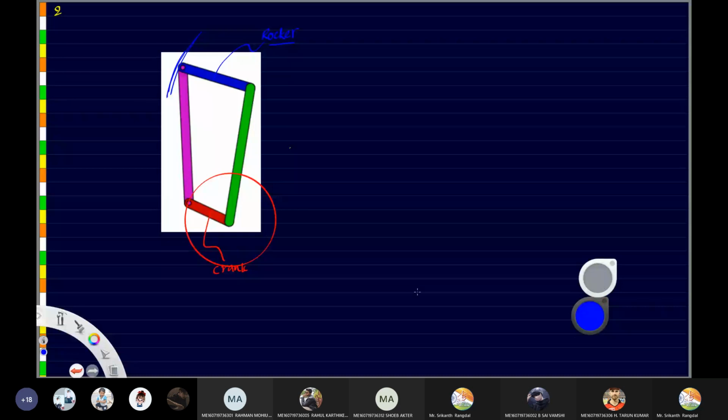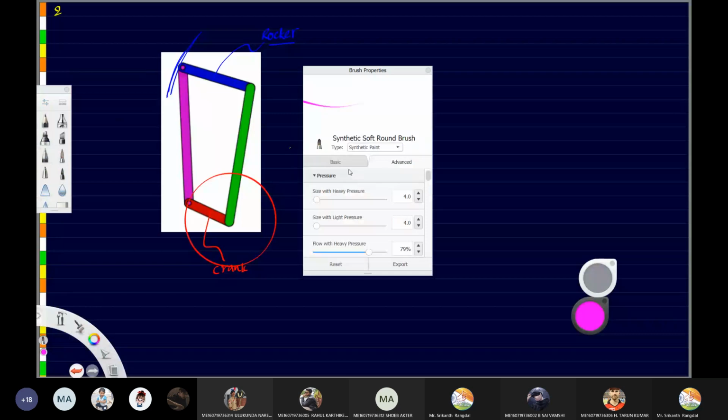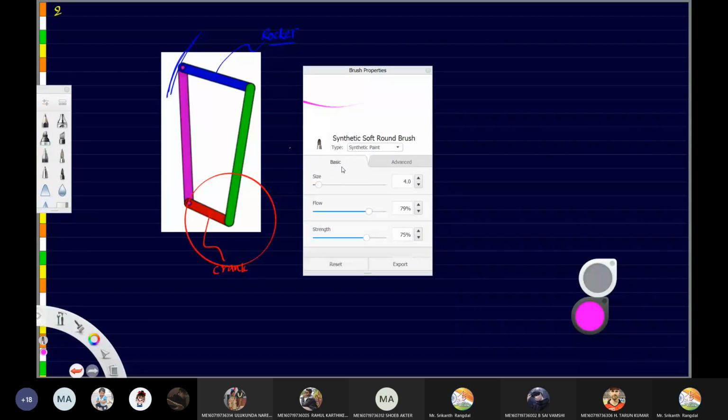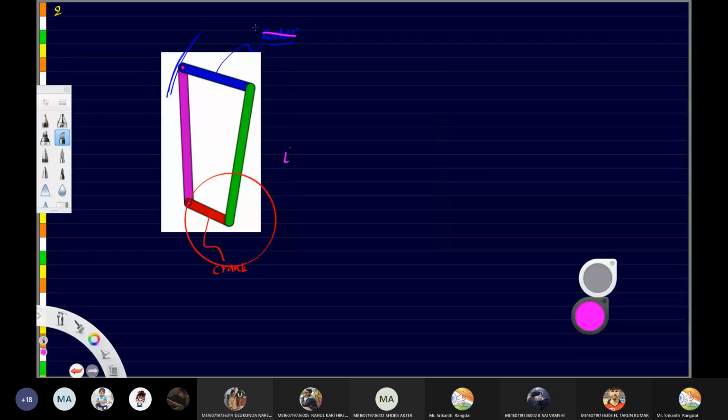Is it clearly visible to everyone? No, sir, it's not visible. Okay, let me use another color and make it slightly bigger. So this one here is called a rocker. Is it visible now? Yes, sir.